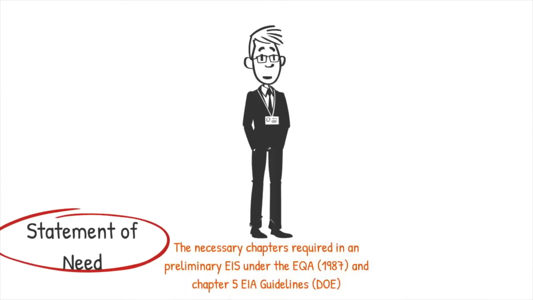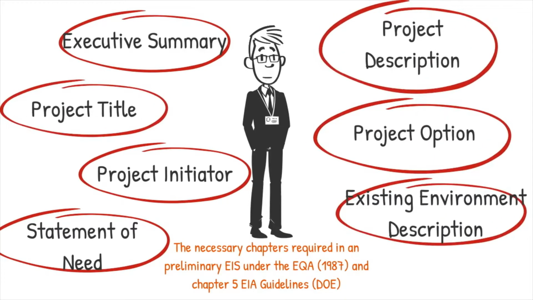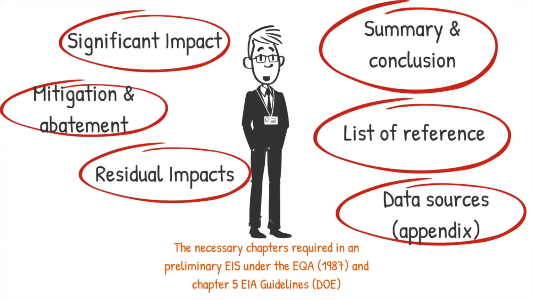The necessary chapters required in the Preliminary Environmental Impact Statement under the EIA 1987 and Chapter 5 of the Environmental Impact Assessment Guidelines are Executive Summary, Project Title, Project Initiator, Statement of Need, Project Description, Project Option, Existing Environment Description, Significant Impact, Mitigation and Abatement, Residual Impacts, Summary and Conclusion, List of References and lastly, Data Sources or Appendix.